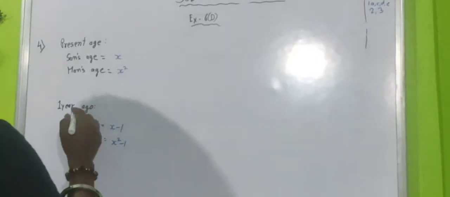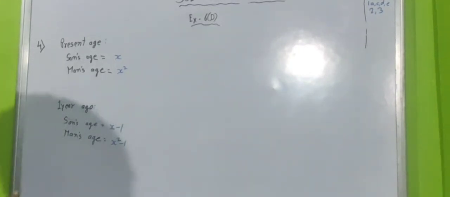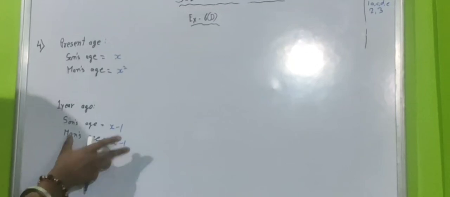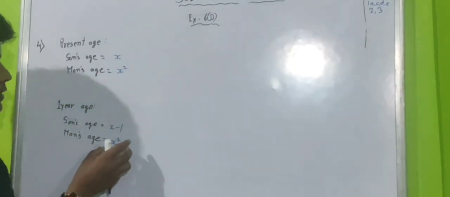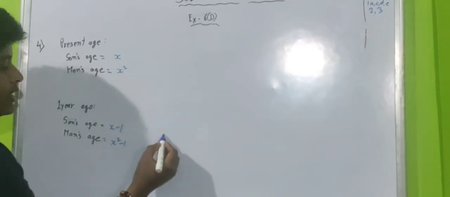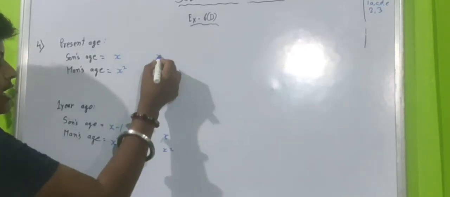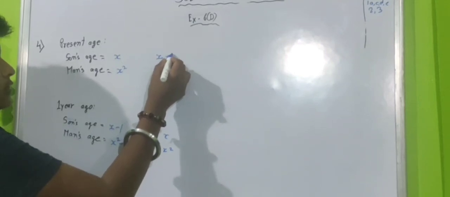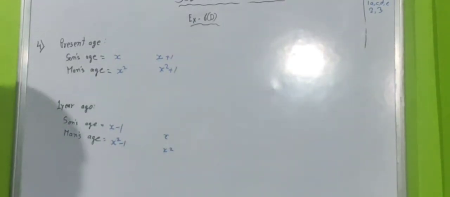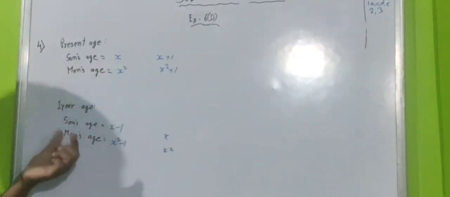Simple. 1 year ago means 1 year before, so simply minus by 1. But you can also do it like this. First take the age 1 year ago, then the present age. 1 year ago you take x and x square, and here you take x plus 1 and x square plus 1. Then also the answer will be the same if we take from 1 year ago to present age. But I'm taking present age to 1 year ago.